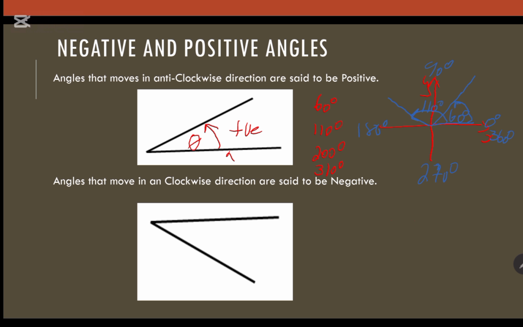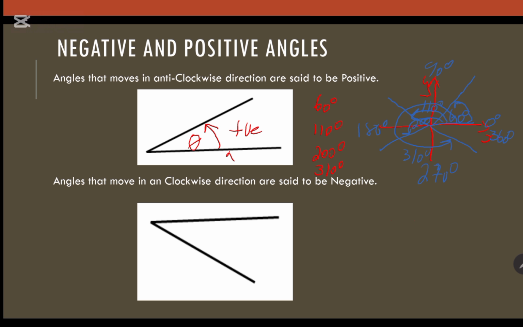Now, this angle is moving in anti-clockwise direction. The other one is at 200 degrees. Now, 200 degrees will be found in the third quadrant. So this is 200 degrees. And 310 will be found in the fourth quadrant. So this is 310 degrees. All these angles are positive. So that is where their terminal arms lie.